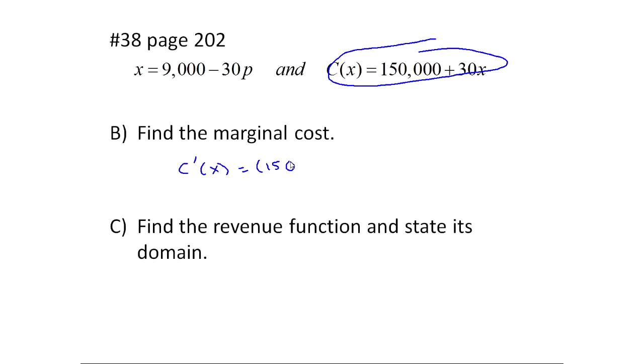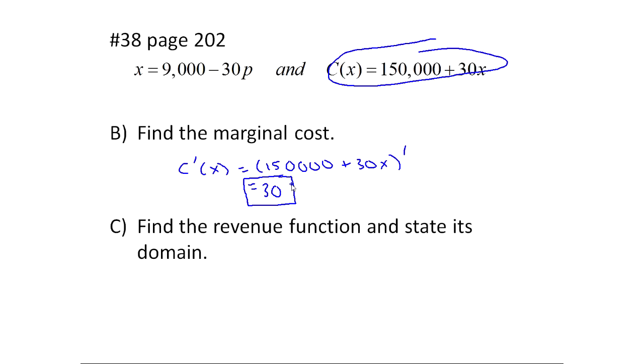So it's 150,000 plus 30x, prime. In other words, our marginal cost is actually constant because the derivative of 150,000 is 0. Derivative of 30x is just the number in front of x, so it's 30. So this is telling me that the cost changes in a uniform way, that no matter what you plug in for x, the change in cost is going to be $30. Now with that, we can come down and we can start talking about revenue.